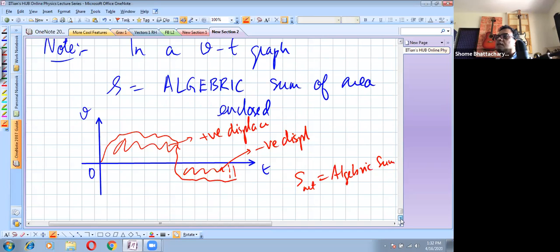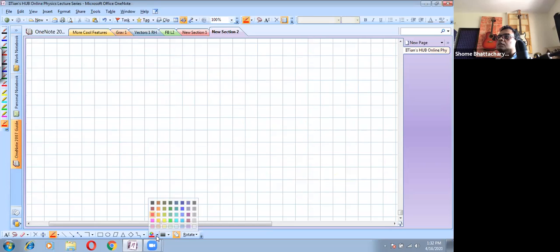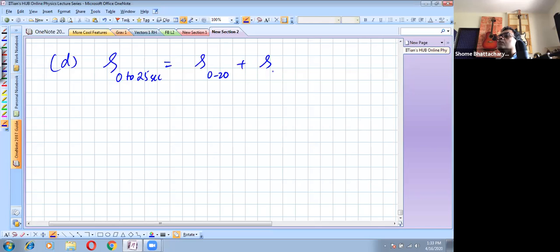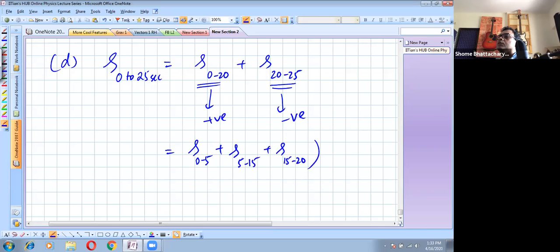So that is why now we come to the last part of the question, where we are calculating the total displacement. We wanted to calculate the total displacement from 0 to 25 seconds. So that will be the displacement from 0 to 20 seconds plus the displacement from 20 to 25. Now, be mindful of the fact that during this time the displacement had become negative, whereas during this entire journey the displacement was positive. So you can say it was displacement from 0 to 5 plus displacement from 5 to 15 plus displacement from 15 to 20, which we have calculated individually, plus now the displacement from 20 to 25.